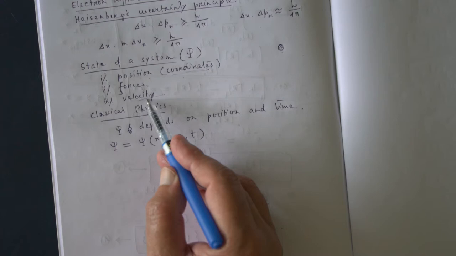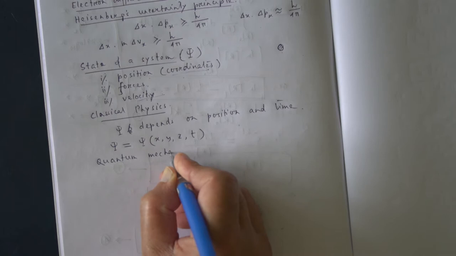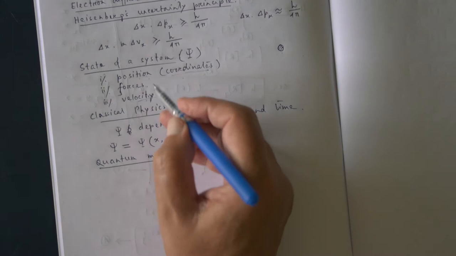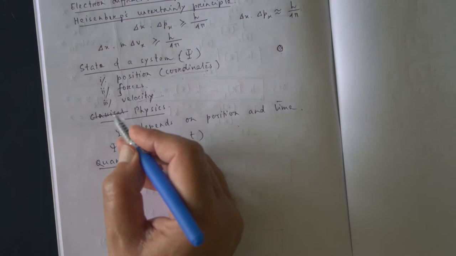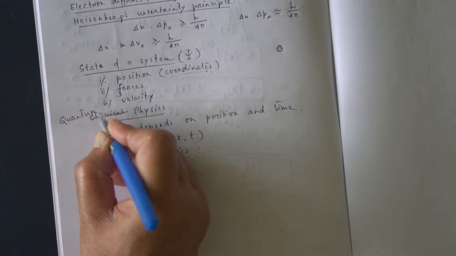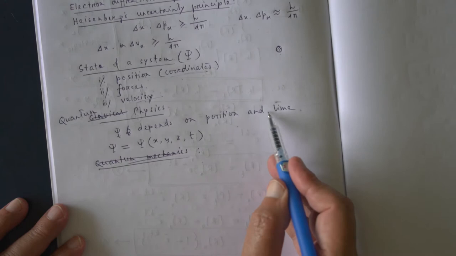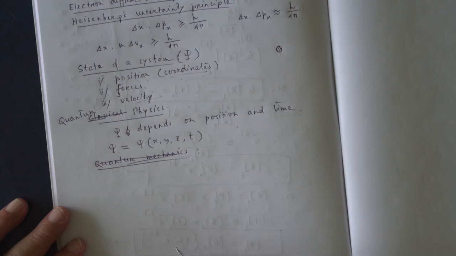So, in quantum mechanics, what happens? Position is not accurately known. Velocity is not accurately known. So, psi is not accurately known. Let me call it quantum mechanics. Psi is not accurately known. But we know that state depends on position and time. That means state is a function of position and time. So I repeat.